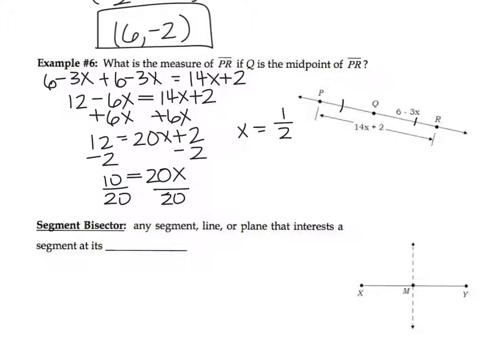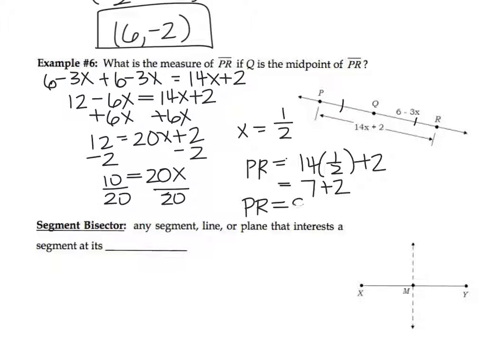But I'm not done solving because I wanted to find the measure of PR. So to find the measure of PR, I'm going to plug in 1/2 for x. So we get 14 times 1/2 plus 2. And I did leave x as a fraction because it actually works easier when I plug it in for x if I leave it as a fraction. Because 14 divided by 2 is 7, so 14 times 1/2 is going to give 7 plus 2. So I get that PR has a length of 9.